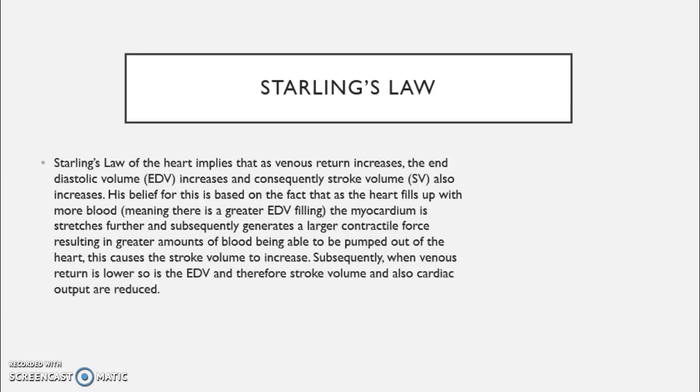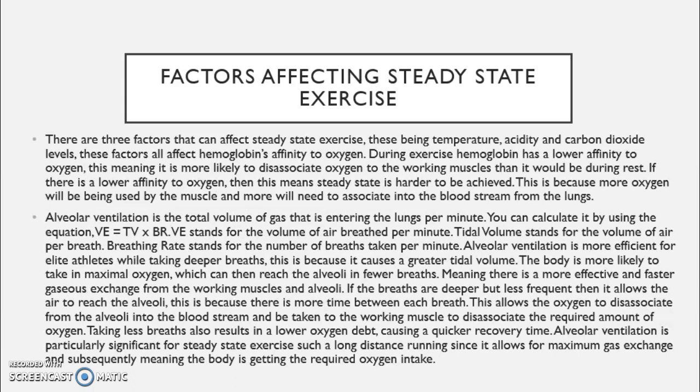So next up we've got factors that affect steady state exercise. There are three main ones: temperature, acidity, and carbon dioxide levels. And these all affect hemoglobin's affinity to oxygen. So during exercise, hemoglobin has a lower affinity to oxygen, and this means it's more likely to dissociate oxygen to the working muscles than it would be during rest. And if this occurs, then steady state is harder to achieve, because more oxygen will be used by the muscle, and therefore more would need to be taken into the body to regulate the demand.